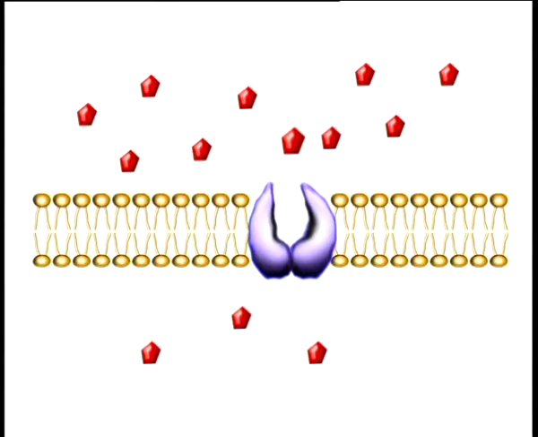This pathway does not require energy or carrier proteins and is taken by the molecules that are lipid soluble, like carbon dioxide, oxygen, nitrogen. Facilitated diffusion.